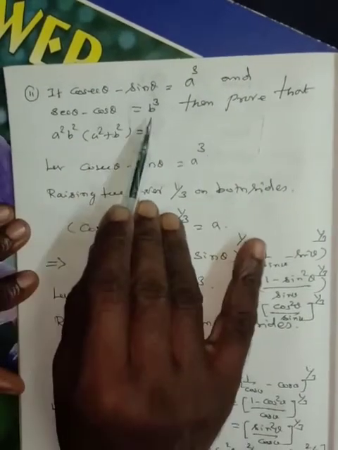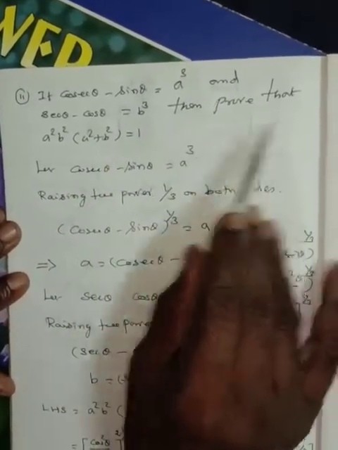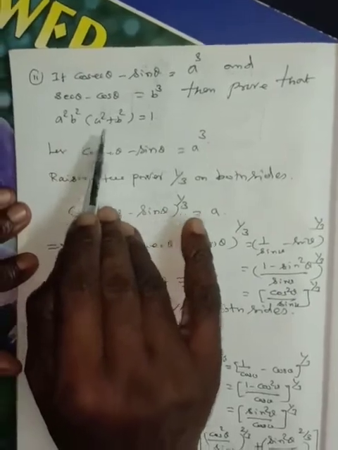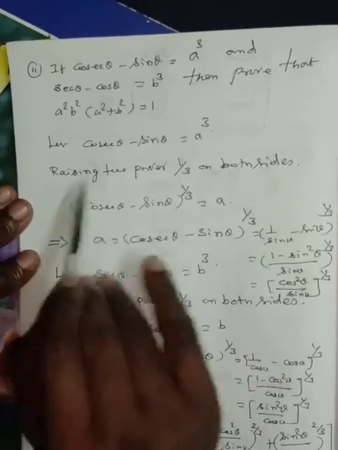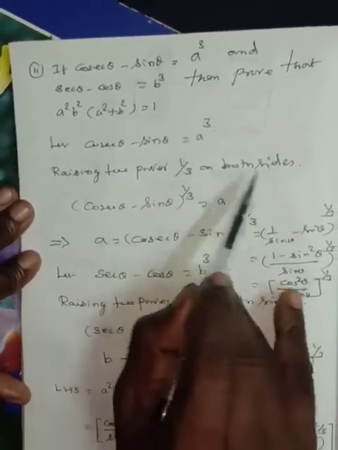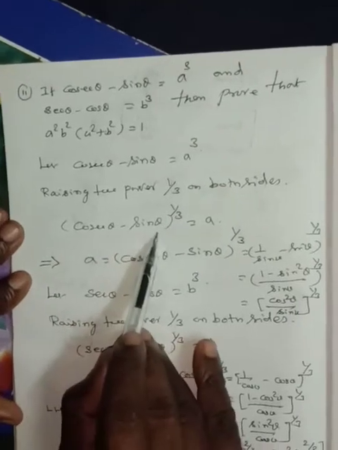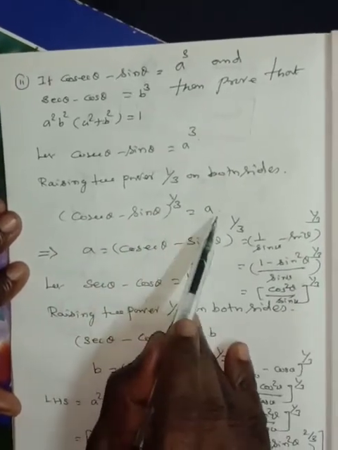Okay. If cosecant theta minus sin theta is equal to a to the power of 3 and secant theta minus cos theta is equal to b to the power of 3, then prove that a square b square into a square plus b square is equal to 1. Let cosecant theta minus sin theta is equal to a to the power of 3. Raising the power 1 by 3 on both sides, we get cosecant theta minus sin theta whole to the power of 1 by 3 is equal to a.